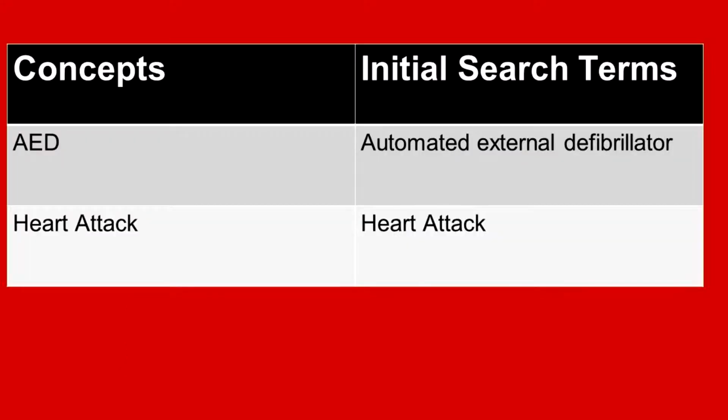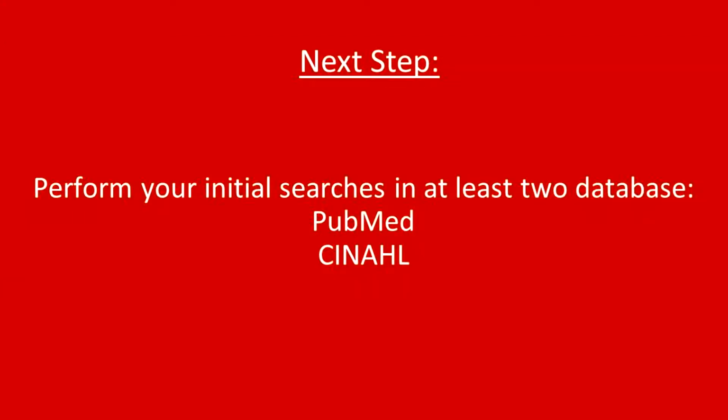When you begin your initial search, you will want to work with only a couple of the concepts at a time. Also, you want to select the most important words from the PICO to be part of your search. We will begin with part of the intervention, AED, and part of the population description, heart attack. If you have an acronym like this one, you will want to find out what it stands for before doing any searches. You will want to perform your initial search in at least two databases. I have chosen to use PubMed and CINAHL.